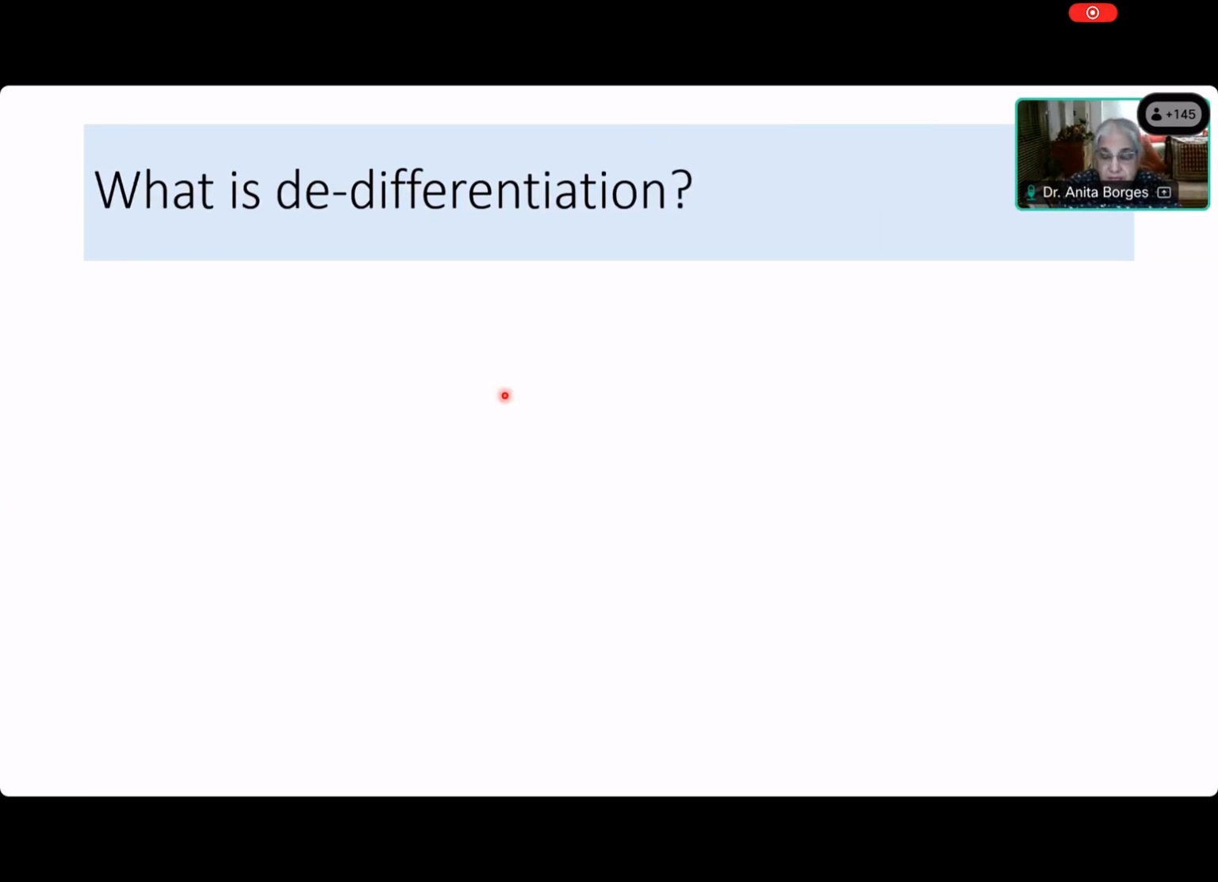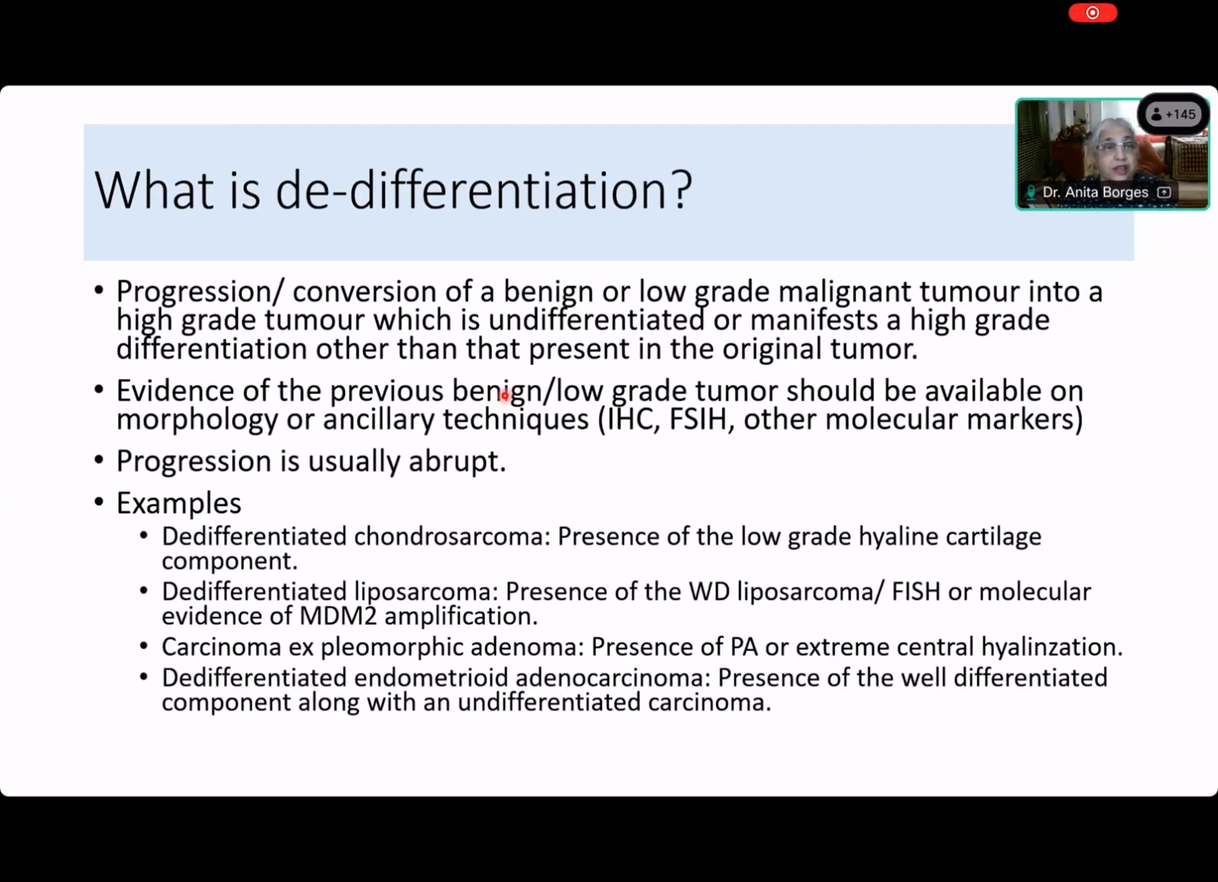Okay, so we have to ask, what is dedifferentiation? Dedifferentiation you have to define as progression or conversion of a benign or a low-grade malignant tumor into a high-grade tumor, which is undifferentiated.